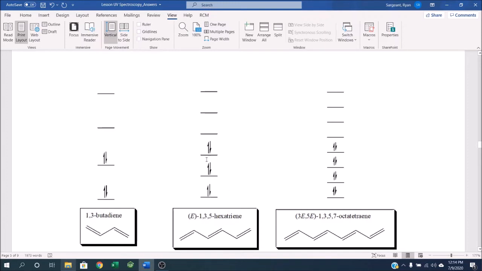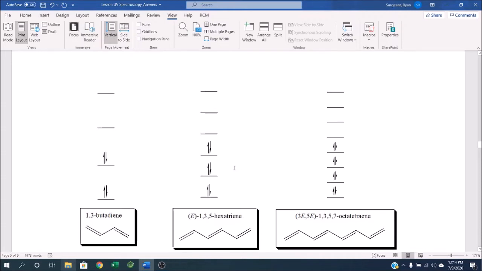(E,E)-1,3,5-hexatriene has 6 total carbons, and so it would be a 6x6 grid. But all we're going to look at here are just these energy levels. And (3E,5E)-1,3,5,7-octatetraene is going to have 8 total orbital diagrams right here. Okay? So this allows us, in more simplicity, to just focus on what are the different energy levels, and notice how in all cases the bottom half of those energy levels are the ones that are occupied.